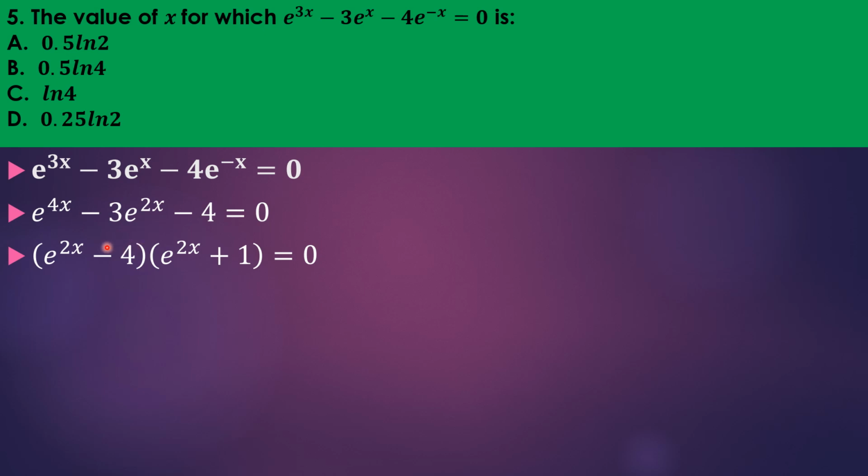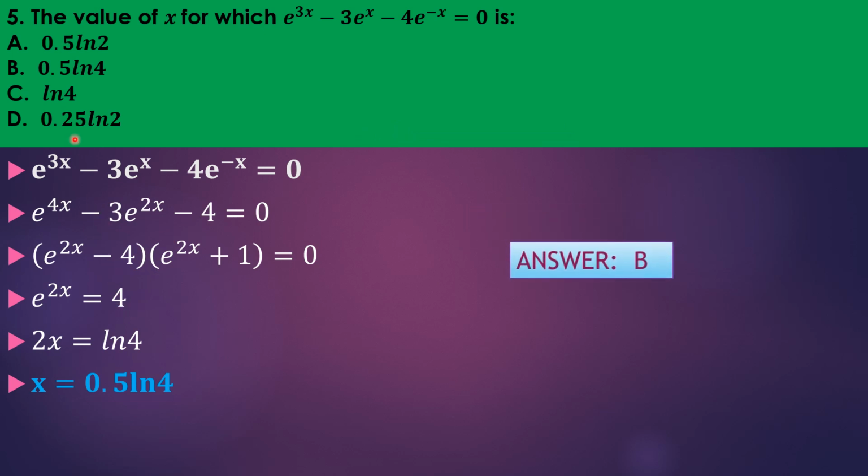So technically, you want to look at it this way: this guy is actually e to the 2x squared. So you let e to the 2x be t, and then you have t squared minus 3t minus 4 equals 0. Factorizing, you have (e to the 2x minus 4) times (e to the 2x plus 1) equals 0. So e to the 2x is 4, because there is no real value for the other factor, since ln of a negative number does not exist, so forget about it. You just focus on this one, and you have 2x equals ln 4, so x is 0.5 ln 4. So our answer is B.